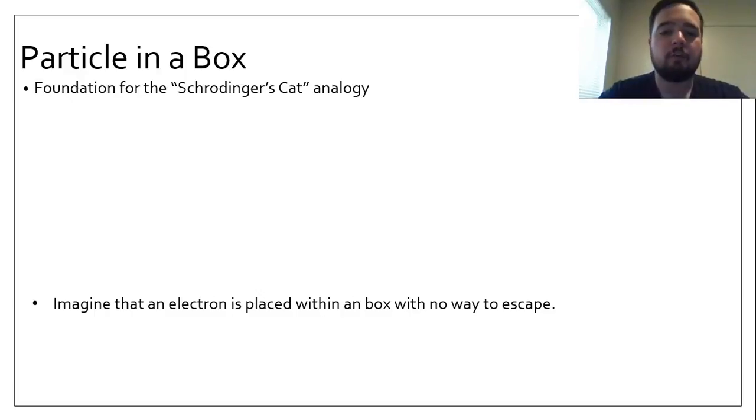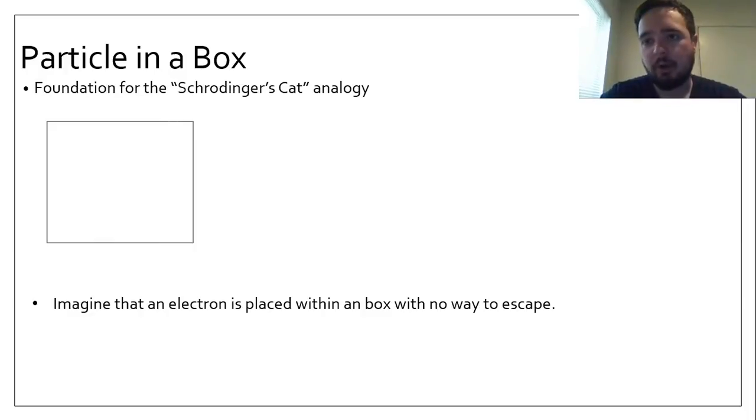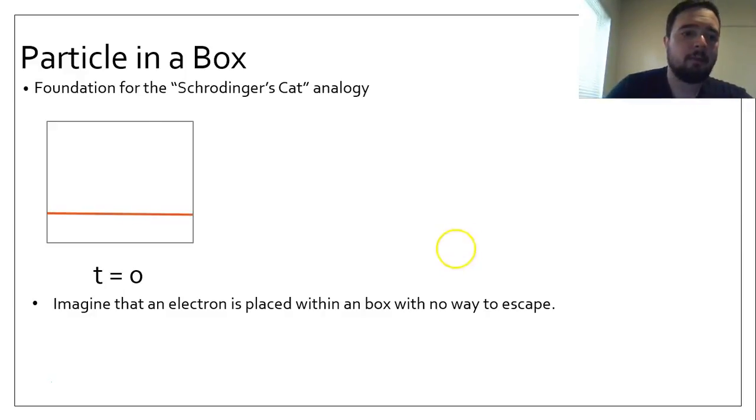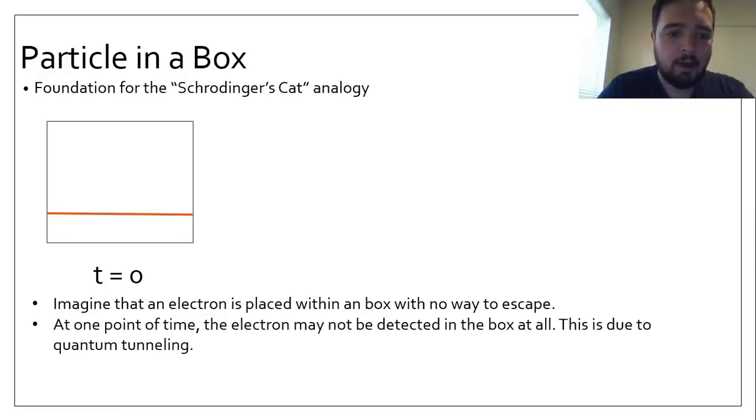You imagine that an electron is placed within a box with no way to escape. So we have a box here, there's an electron in there, no way to escape. But what we do is that at time zero, where the particle starts to move, this electron has a particular wave function. And what we can say is, if the probability of location is zero, then the electron's probably not even in the box at all, which could refer to electron tunneling and everything like that. At one point in time, the electron may not be detected in the box at all. This is due to quantum tunneling, electron tunneling, everything like that.